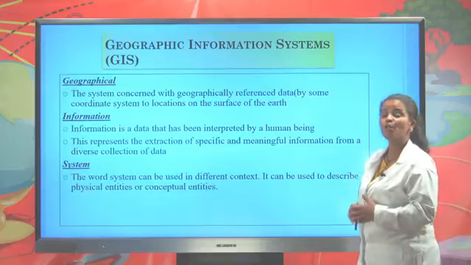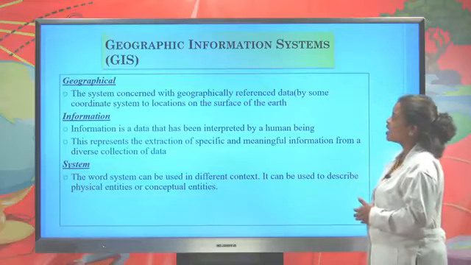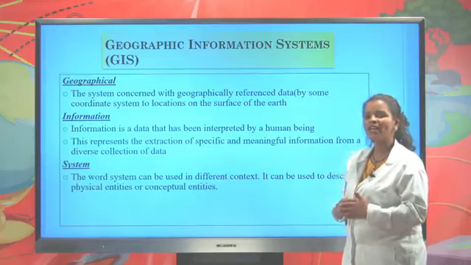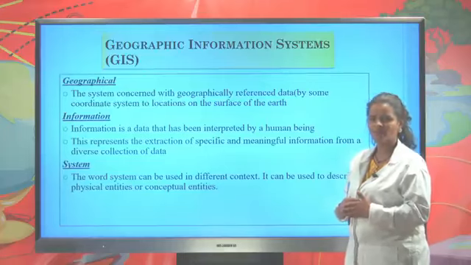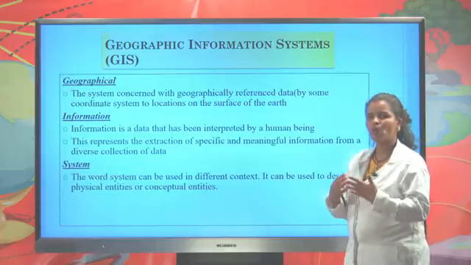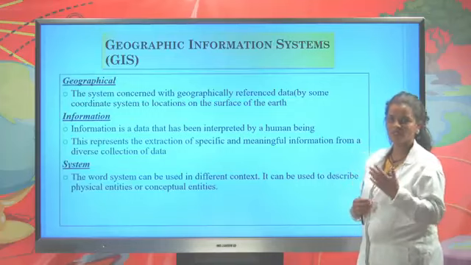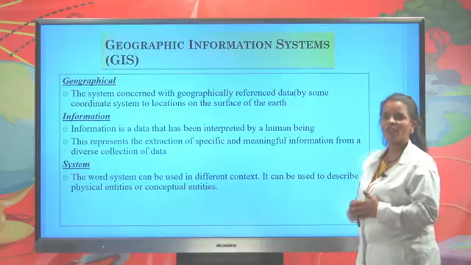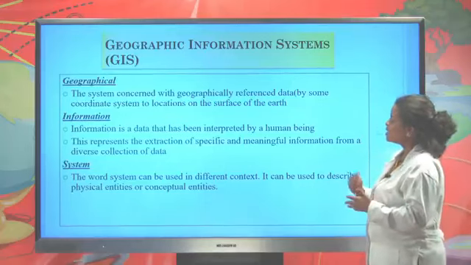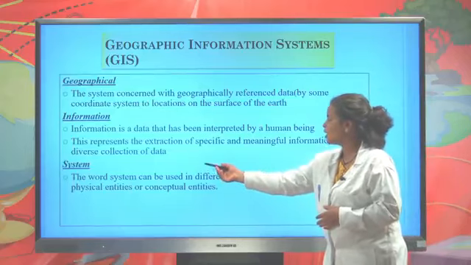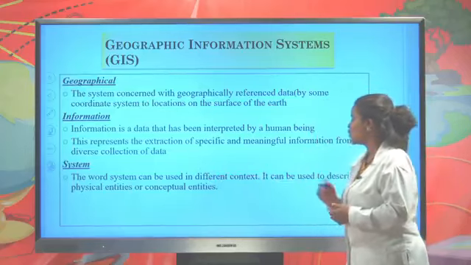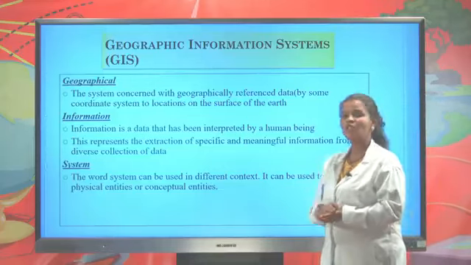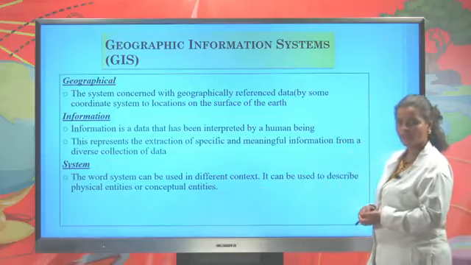Students, let us see each word of GIS. Geographical means a system concerned with geographical reference data, some coordinate system to locate the surface of the earth, for example. Information is data that has been interpreted by human beings. The word system can be used in different contexts. It can be used to describe physical entities or conceptual entities.